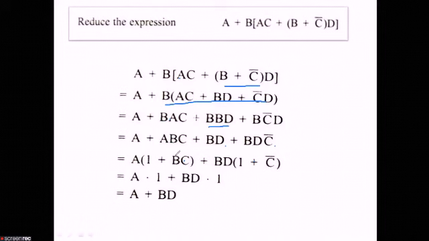Next we are taking the factors. From here we can take one factor, and from here we can also take one factor. We can take A as common, so it will be 1 plus BC. Now we have this plus sign, then it is BD. Again we are taking BD as common, so it will be 1 plus C bar. So this whole one is equal to 1. So it is A dot 1 plus BD into 1. So it has come to the result as A plus BD.